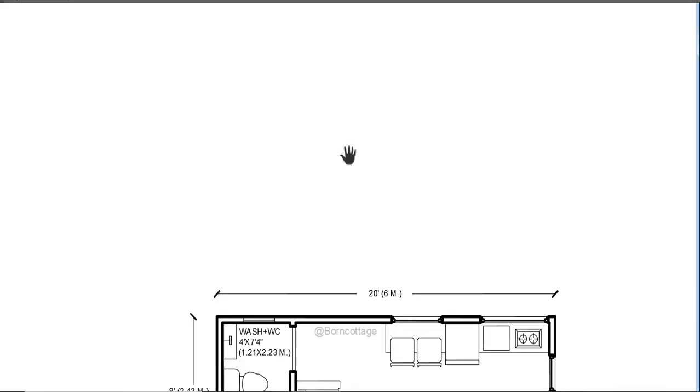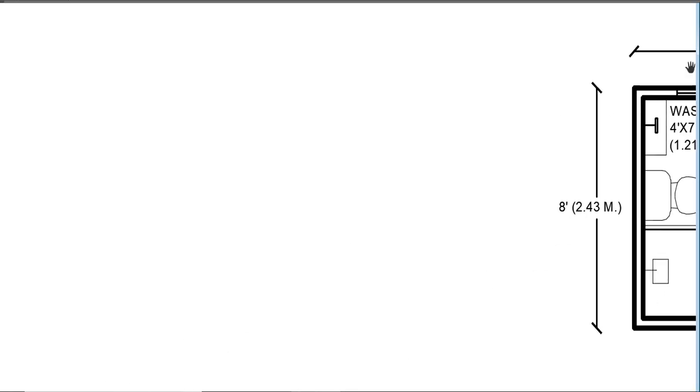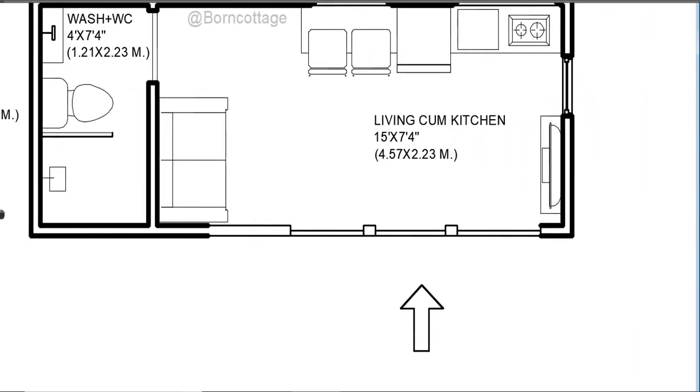There is a 20 feet shipping container. The total area I have taken is the length is 20 feet, in meter 6 meter, and the width is 8 feet, in meter 2.43 meter. In the front we have sliding door here.